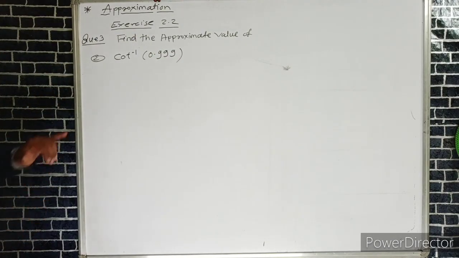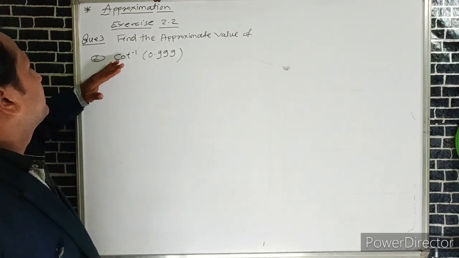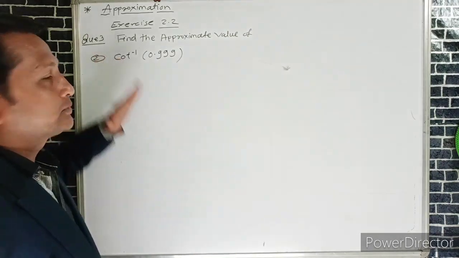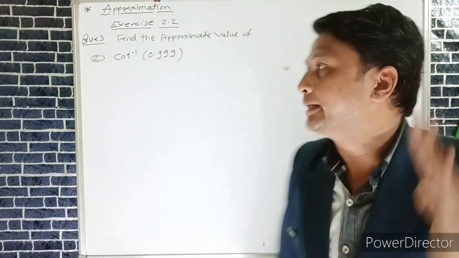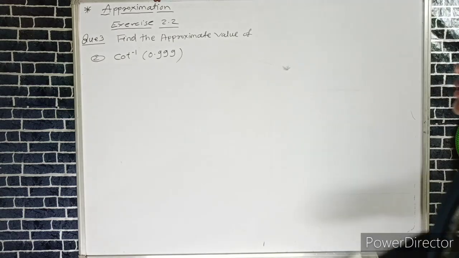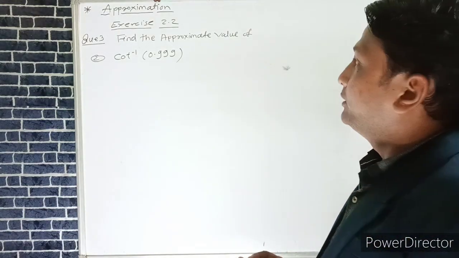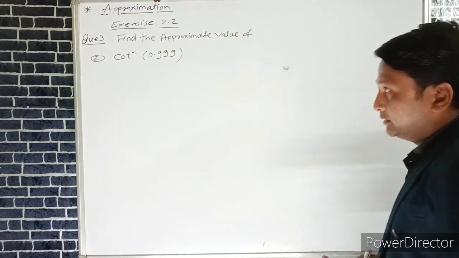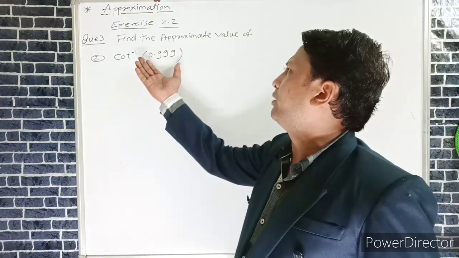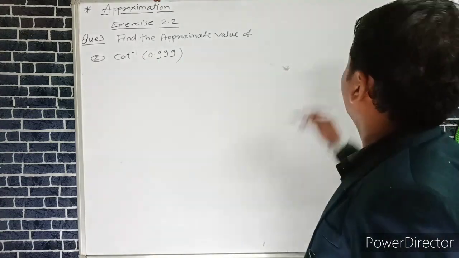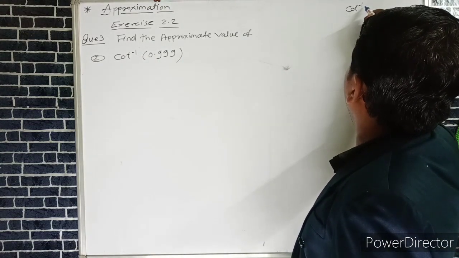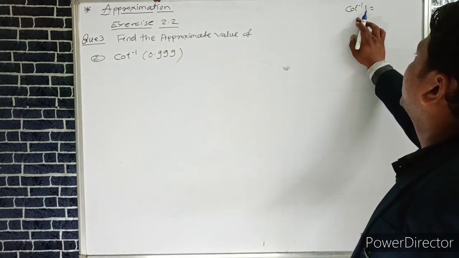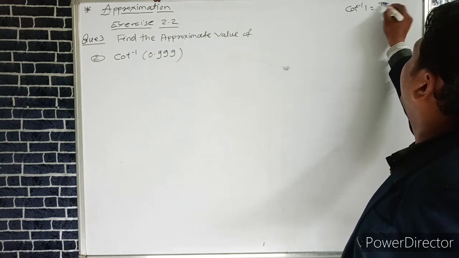Again, we have to find a similar value, by replacing tan inverse: we have to find the value of cot inverse of 0.999. Again the given function is in the inverse trigonometric form. The approximate value of 0.999 is 1, and we know that cot inverse 1 means cot of pi by 4 is 1, so cot inverse 1 is pi by 4.